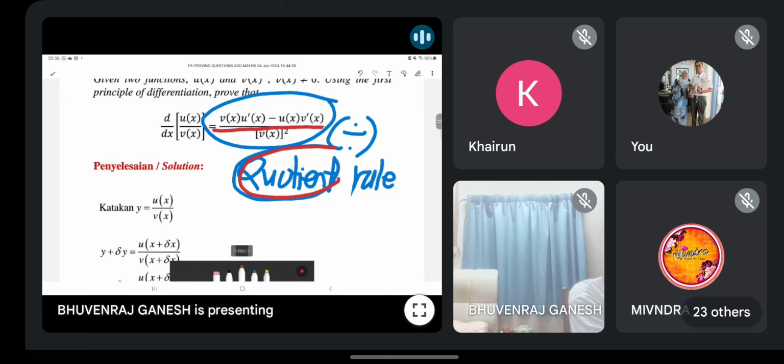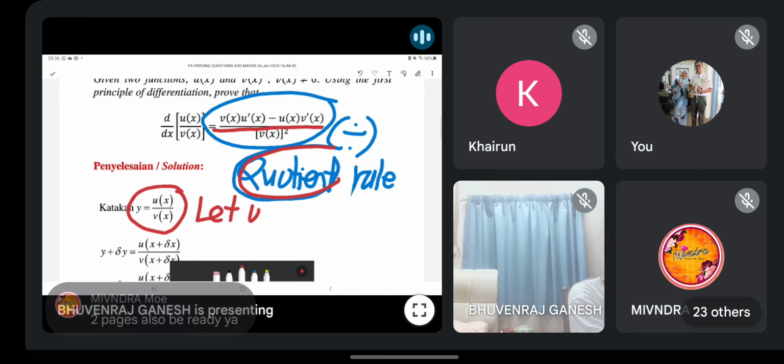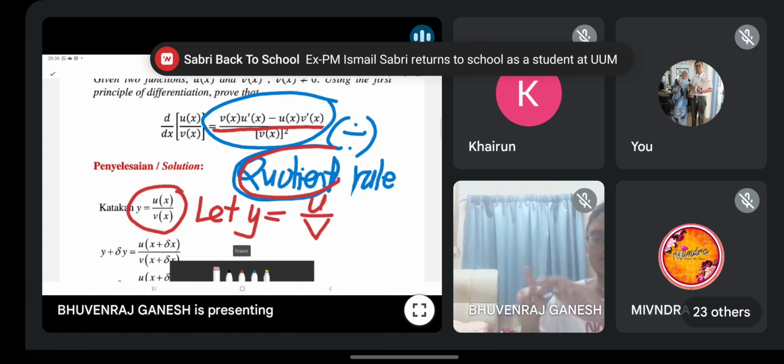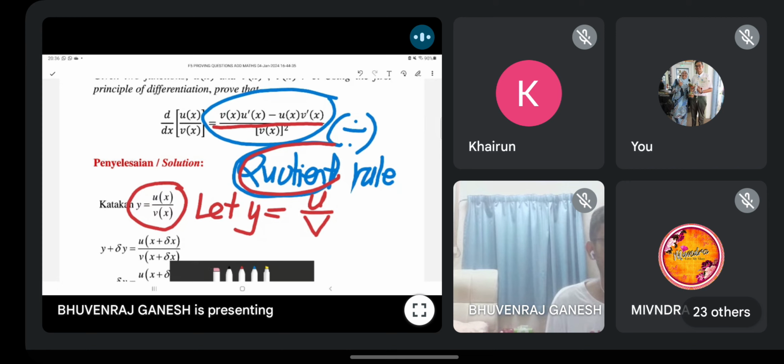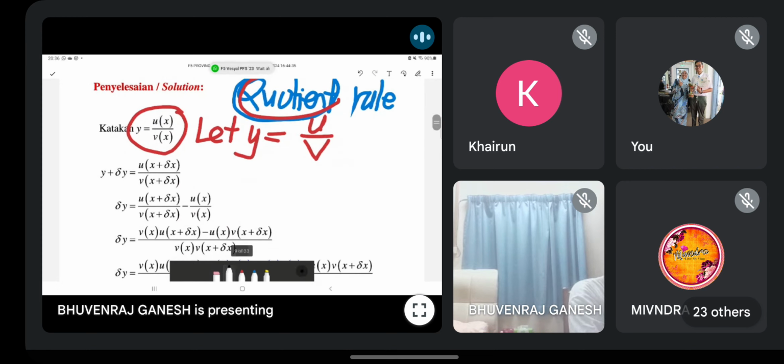Okay, so always when you do quotient rule, remember you will do this assumption. Let y equal to u over v. 2 pages also, be ready. Okay, these two very long because product rule and quotient rule is a complex one. They are combined many functions. That's why it become very complex. Okay, that's the problem here lah. Okay, so again, you will see that.